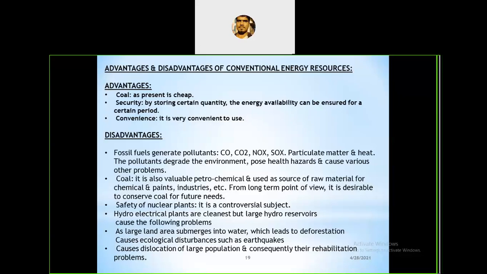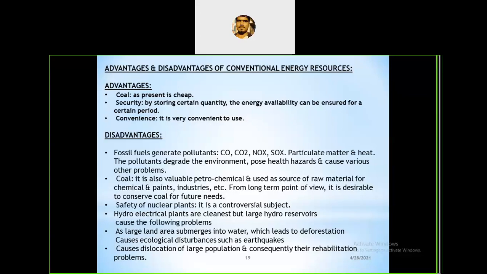It is not varying. And convenience: it is very convenient to use. Coal, we can use directly. By burning the coal, we produce energy. But solar is not like that. We have to install panels, and from the panel there are so many devices which convert solar heat energy to electric energy. We need so many devices, so many processes. And of course, they also have a lot of disadvantages.